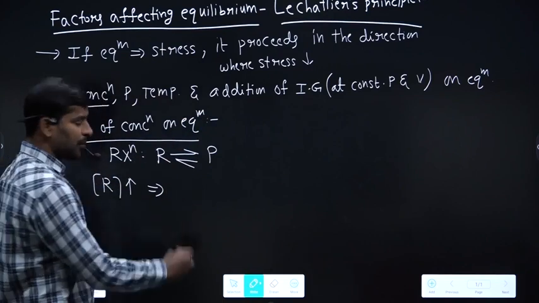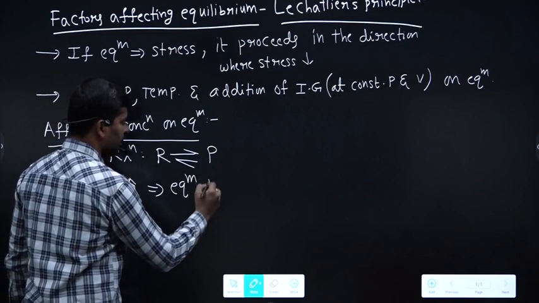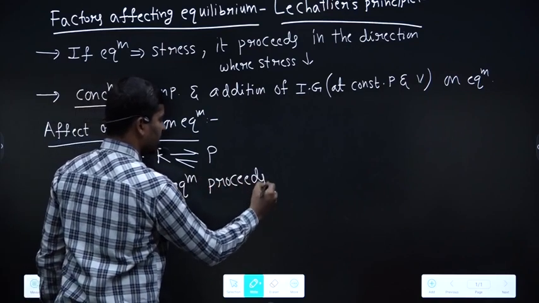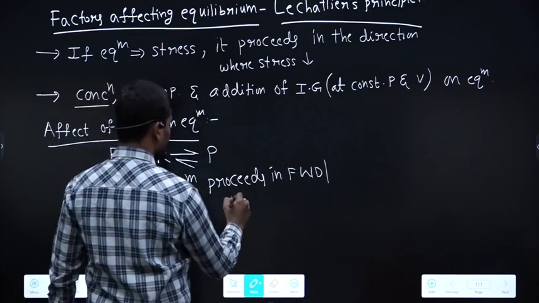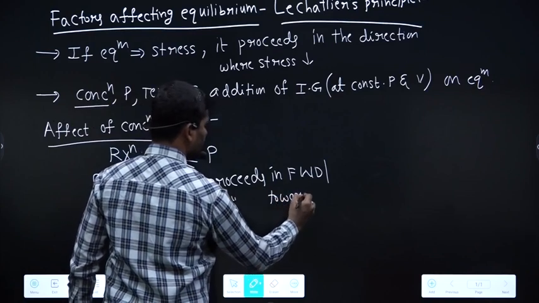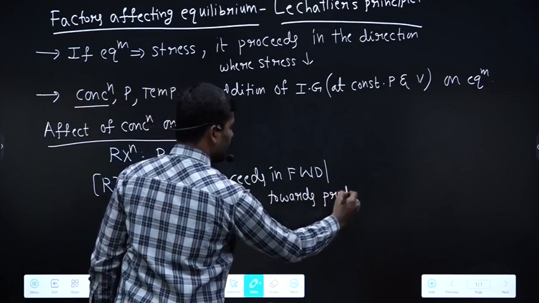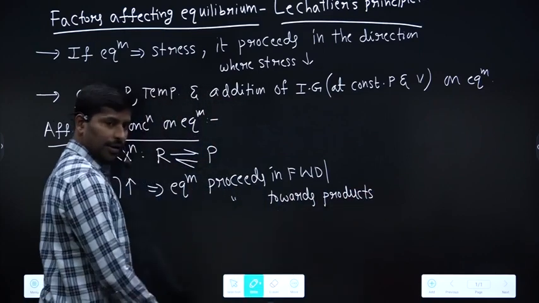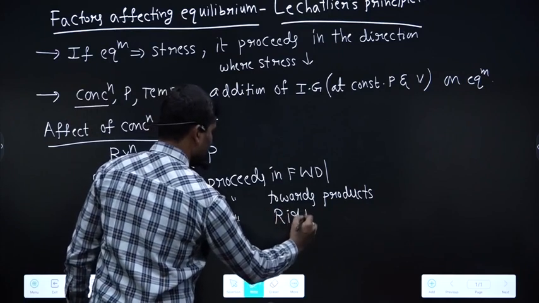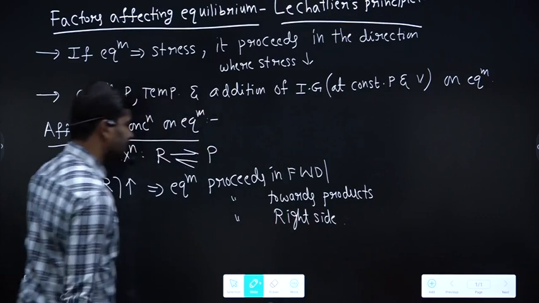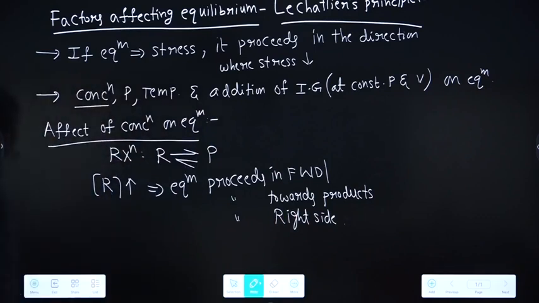So if you increase the concentration of reactants, equilibrium proceeds in the forward direction, or towards products, or to the right side. So if you increase the concentration of reactants, equilibrium proceeds in forward direction or towards products or towards right side.